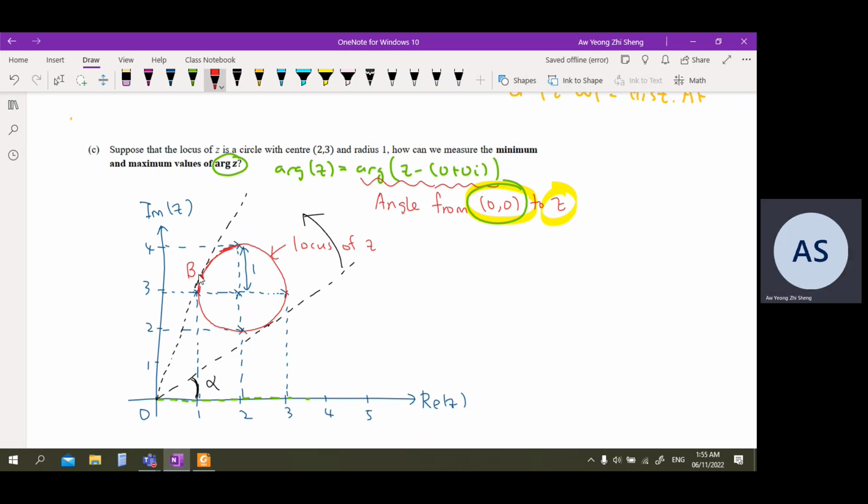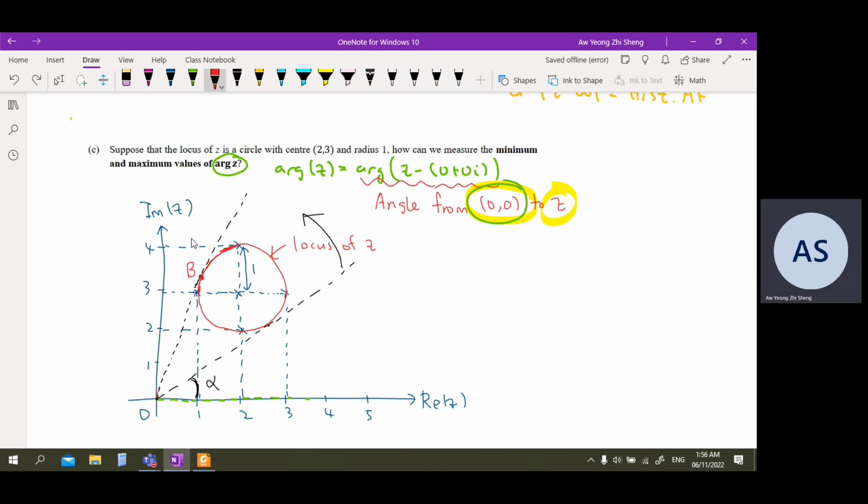It wouldn't be possible for me to get any larger angle. Because if I want an angle to be even larger, then my line, for example, this red line here, won't touch the circle anymore. So it will no longer be an angle from origin to Z.